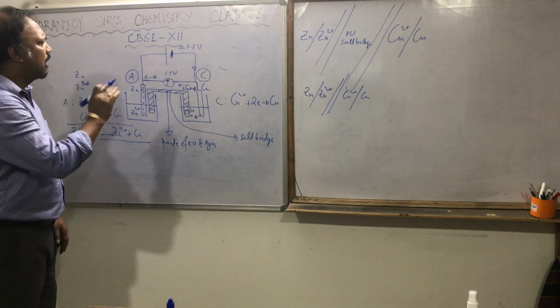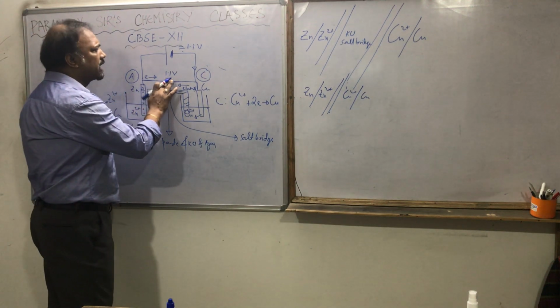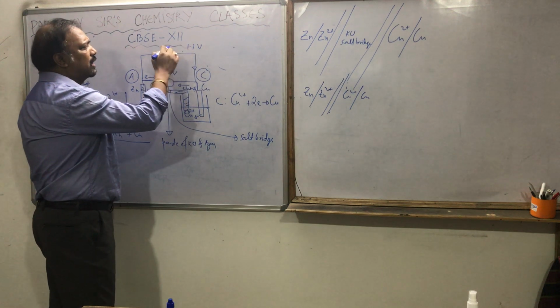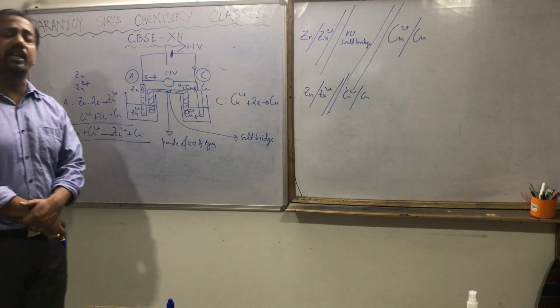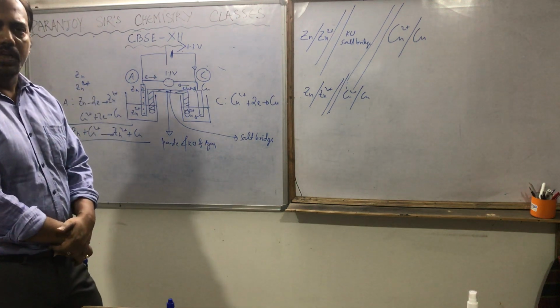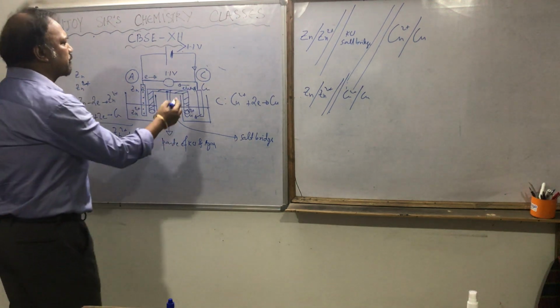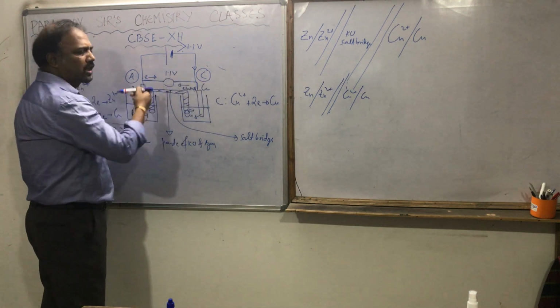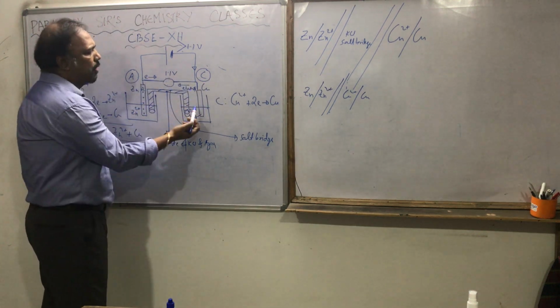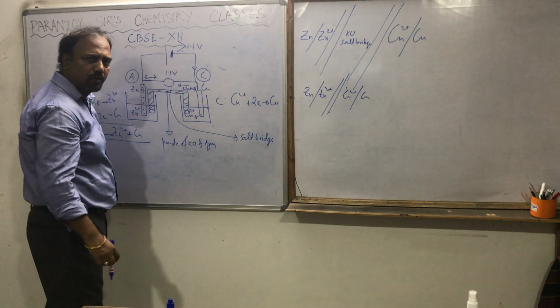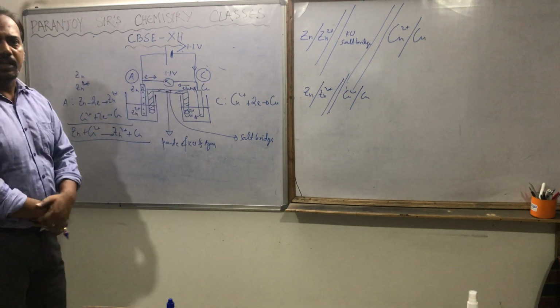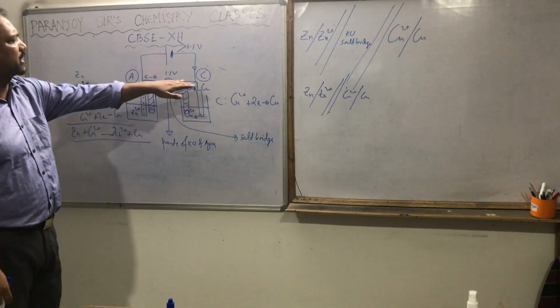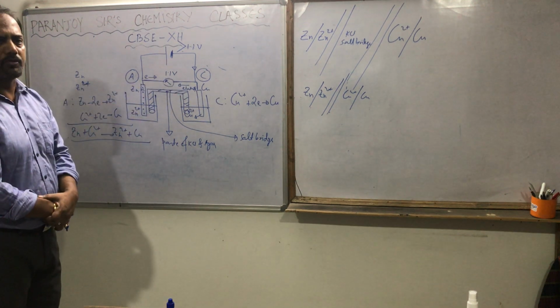Now I increased the outside potential difference to greater than 1.1 volts. If I increase it greater than 1.1 volts, electrons will start flowing in this direction, from copper to zinc. So the deflection now will be in the opposite direction. It will again deflect, but in the opposite direction. Now it will start flowing from copper to zinc.